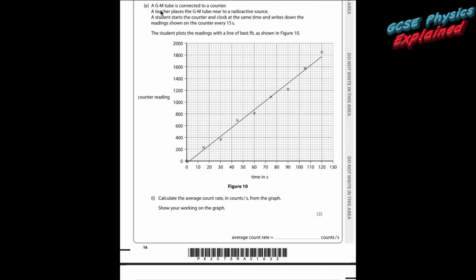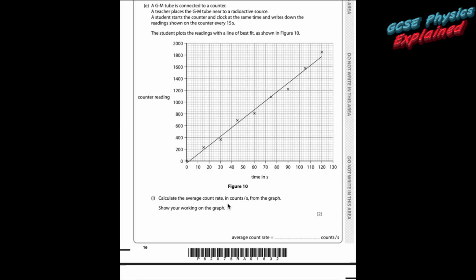Question E. A GM tube, Geiger Muller tube, is connected to a counter. A teacher places the GM tube near to a radioactive source. A student starts the counter and clock at the same time and writes down the readings shown on the counter every 15 seconds. The student plots the readings with a line of best fit, as shown in figure 10. The count readings up the side, the time along the bottom.